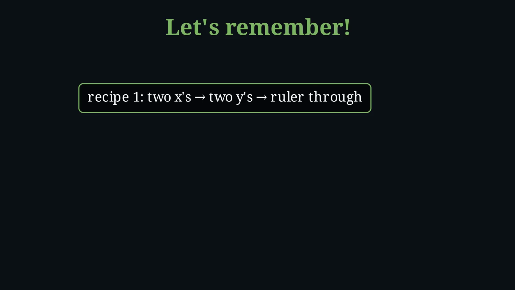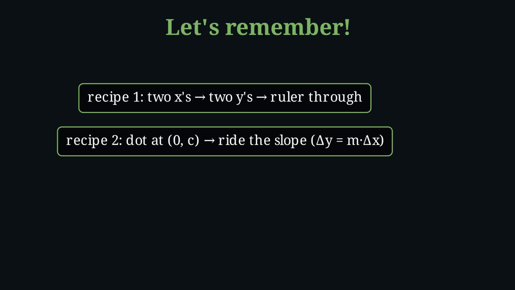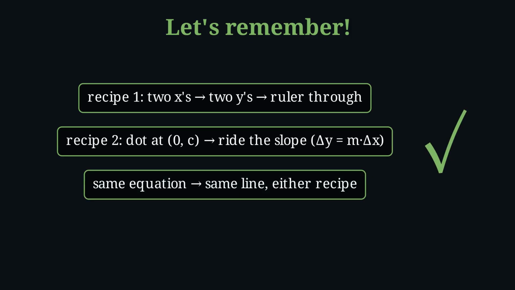Remember that. Let's remember. Recipe 1. Choose two x's, compute two y's, ruler through. Recipe 2. Dot at (0, c), then ride the slope. Delta y is m times delta x. Same equation, same line. Pick the recipe you like.